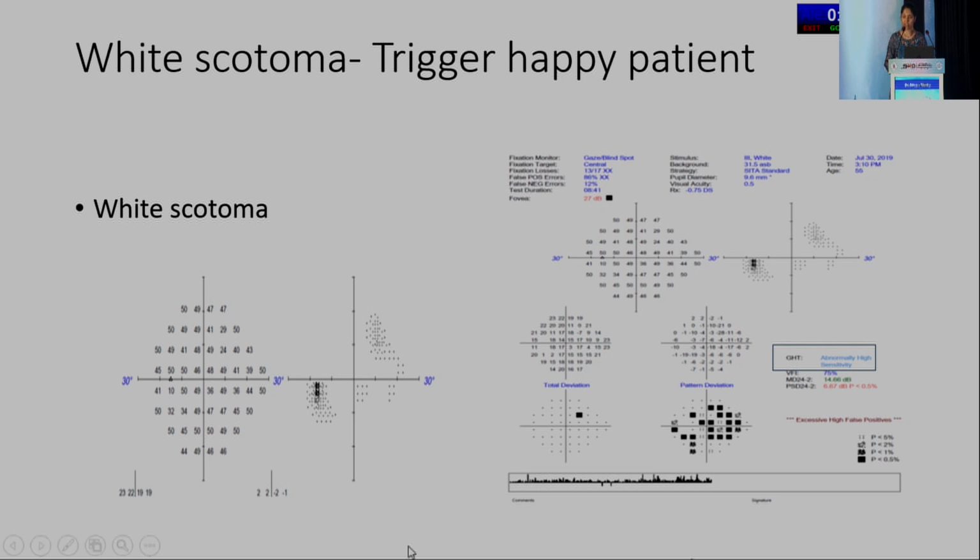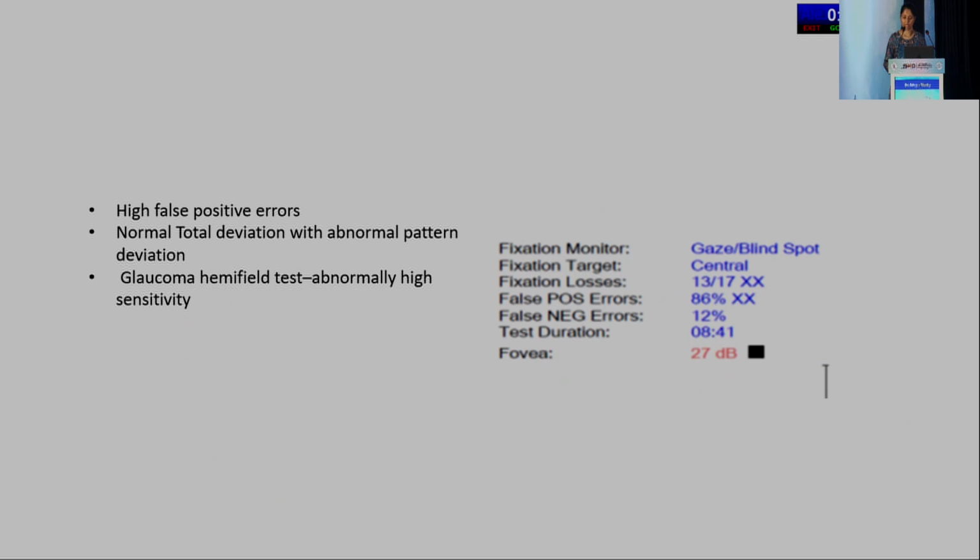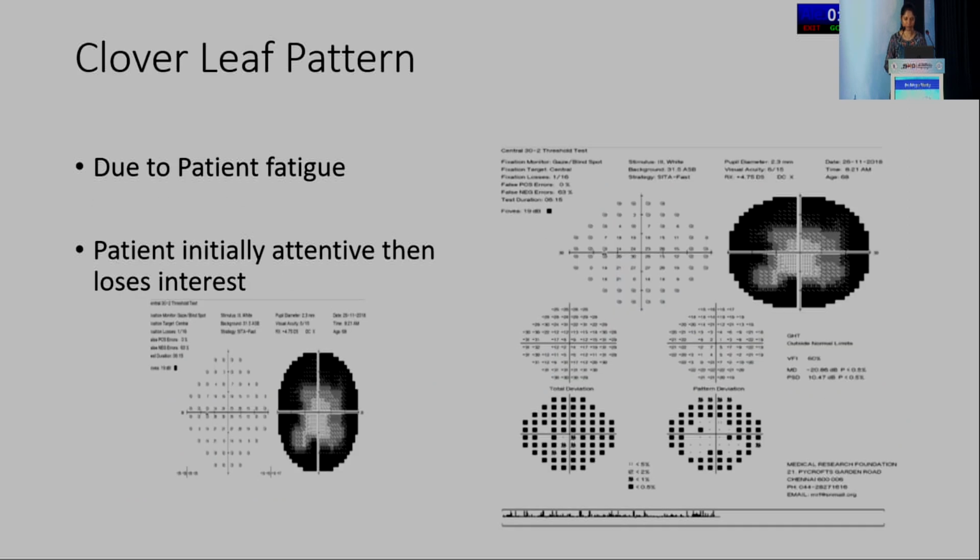So this is a common example of an artifact. White scotoma seen in a trigger-happy patient, where the patient responds even when the stimulus is not presented to him. This is characterized by high false positive errors, normal total deviation with an abnormal pattern deviation, and the glaucoma hemifield test showing an abnormally high sensitivity.